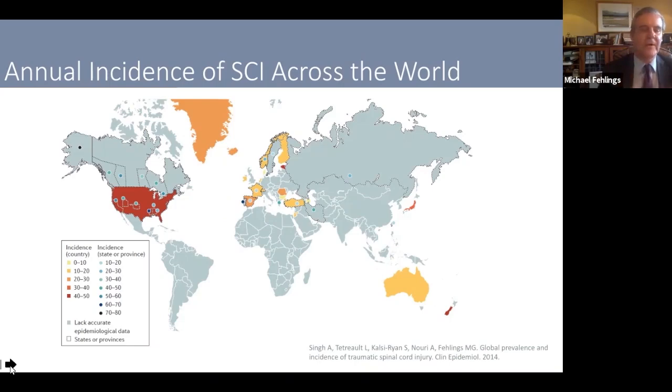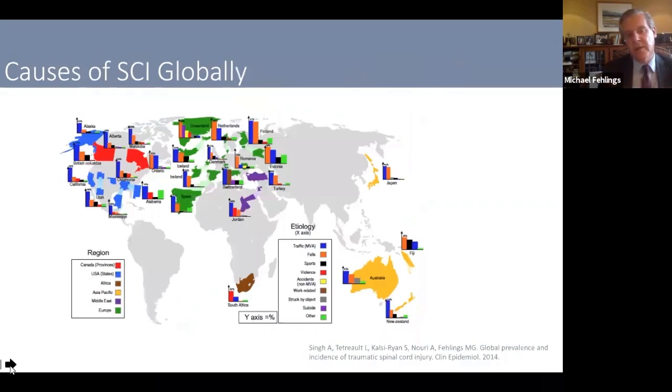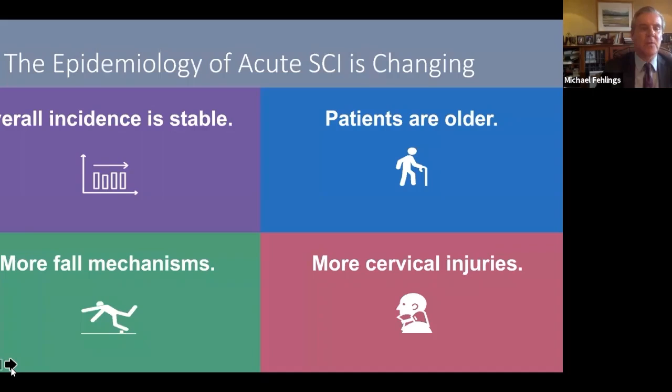The main causes of injury in the developed world relate to motor vehicle accidents, falls, and sports-related injuries. Work-related injuries, which used to be a very common cause of spinal cord injury, fortunately are less common in the developed world, but in emerging economies, we still see that this is an important area. And then in some areas of the world, for example, highlighted here in South Africa, we see that acts of violence, including penetrating spinal cord injury, is a very important cause of traumatic spinal cord injury.